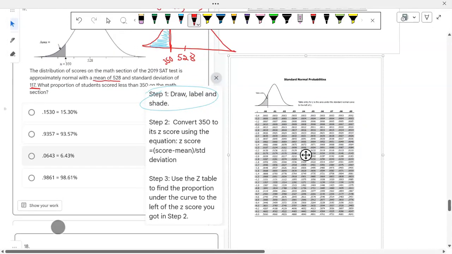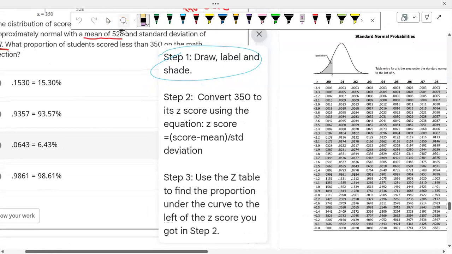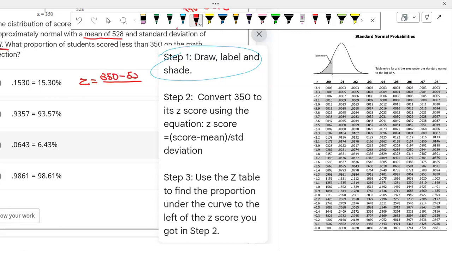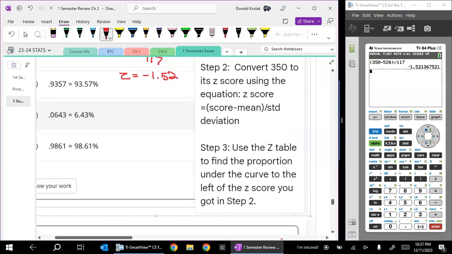Okay, the second step is convert 350 to a z-score using this equation. All right, so to take 350 and turn it into a z-score, my formula is the z-score is equal to whatever my value is. In this case, it's 350. Take away the mean, and then I'm going to divide that by the standard deviation. So I end up getting a z-score of negative 1.52.